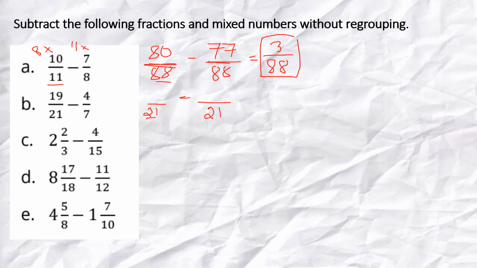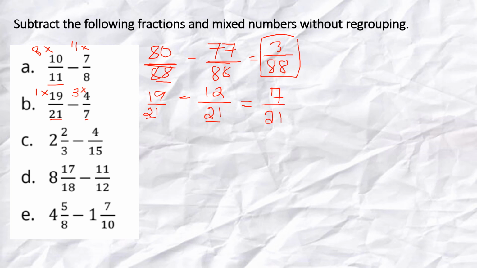Next, 21 divided by 21 is 1. 1 times 19 is 19. 21 divided by 7 is 3. 3 times 4 is 12. We can now subtract the two. 19 minus 12 is 7 over, copy the denominator, which is 21.